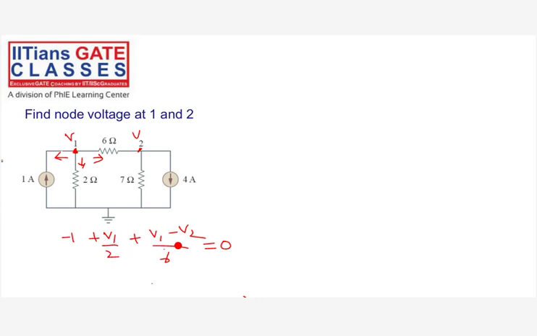Similarly at node 2. Node 2, tell me the leaving currents. See, always I'm considering the leaving currents. (V2 minus V1) by 6 plus V2 by 7 plus 4 is equal to 0. Okay, again minus V1 by 6 plus V2 into (1 by 6 plus 1 by 7) is equal to minus 4. This is the second equation. Solve the equations, find the values of V1 and V2.